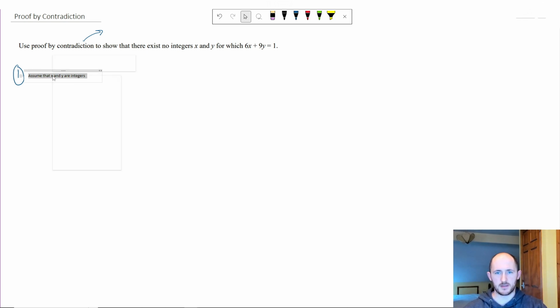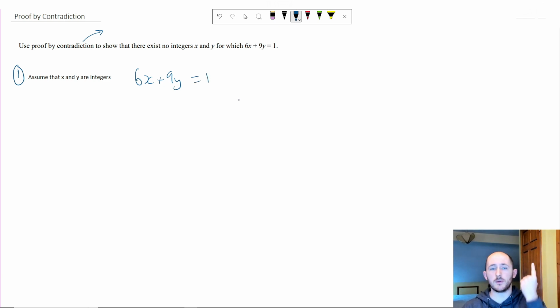I'm going to make this a little bigger. But again, you assume the exact opposite. They've said there are no integers x and y for which this is true, so we're going to assume there are integers for which 6x plus 9y equals 1. That's your first step. You get a mark just for saying assume the opposite. How cool is that? Step 2 is now you go through this assumption and see if it actually works. Now we know that it shouldn't work because we're proving that it doesn't work.